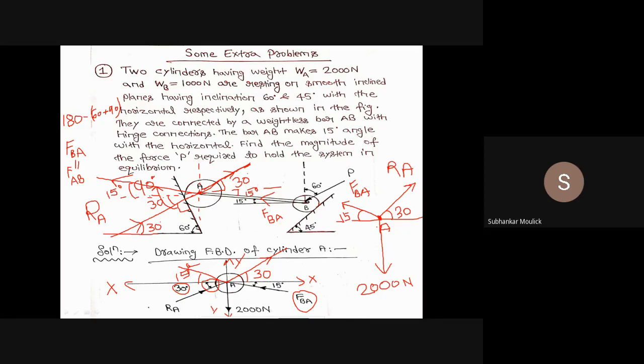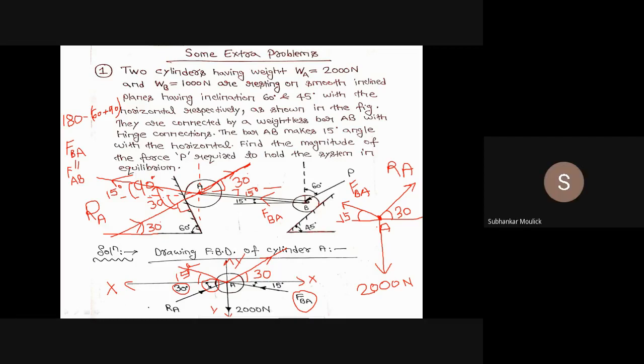Okay. Now in order to keep the system in equilibrium, or if you consider the cylinder A to be in equilibrium, then at point A you have to use some equations to get the values of FBA and RA. So which equation will you use? Will you use Lamy's theorem, or equations of equilibrium, or something else? Which equation will you use now to get the values of unknown FBA and RA? So we will use normal equilibrium equations. Then we will get two equations, and by solving them, we will get the values.